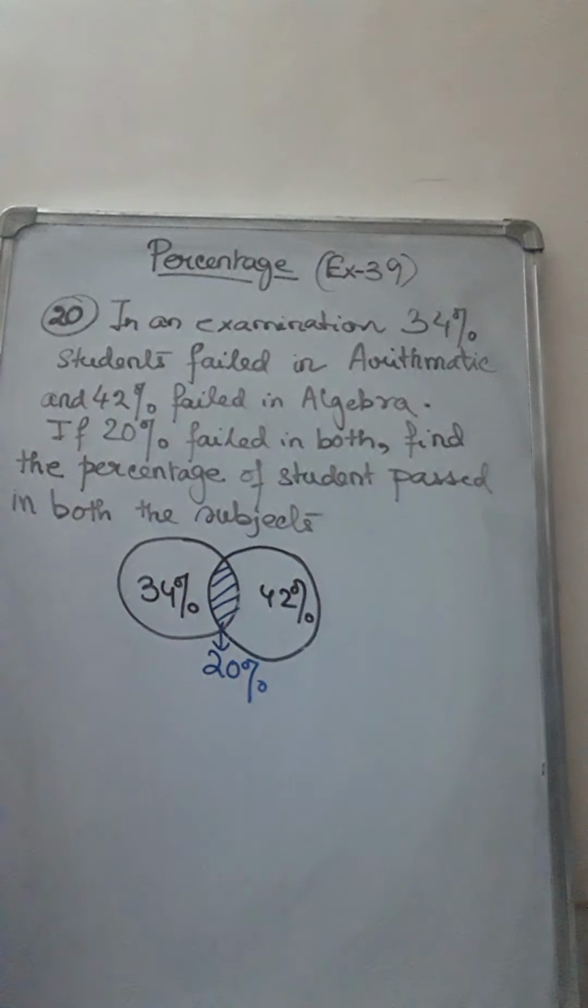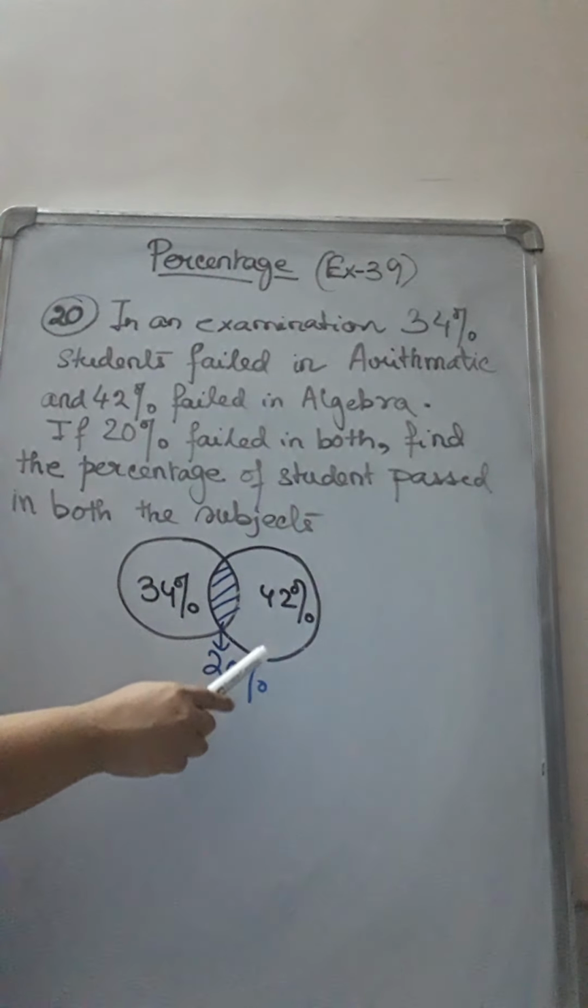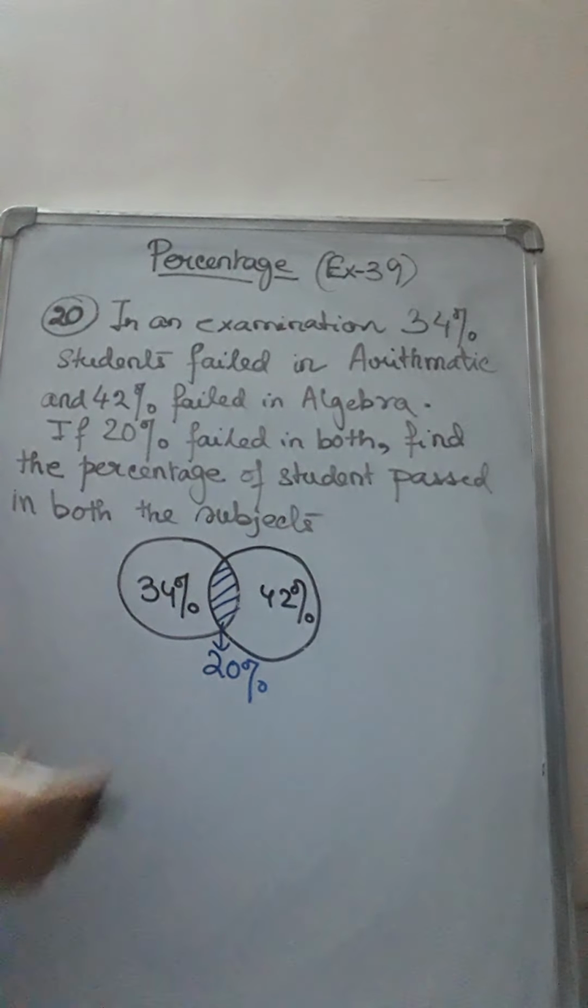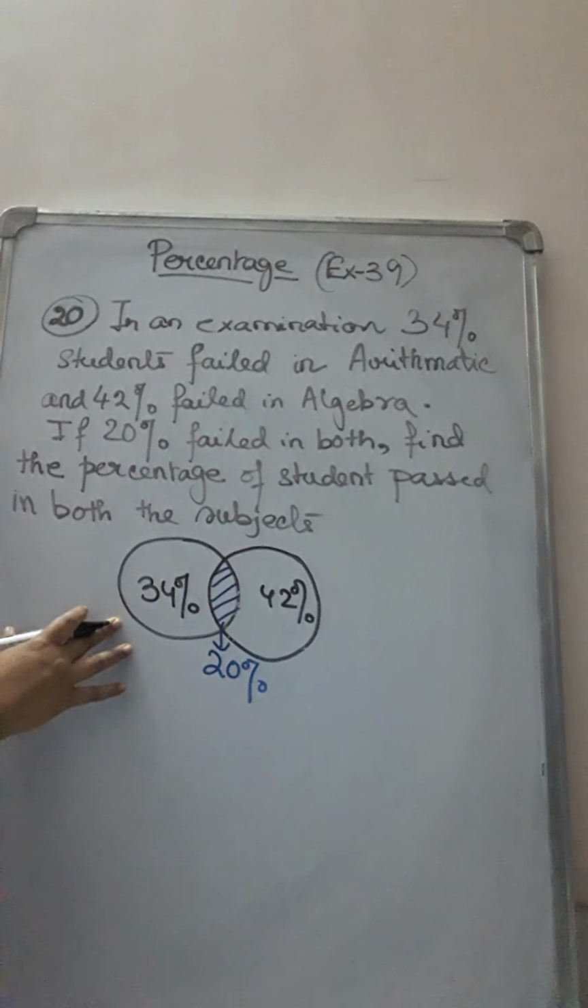Now we have a completely different picture given. It is given what percentage of students have failed in arith, what percentage have failed in algebra. And some of the students, that is 20% of the student, have failed in both the subject. So how will we find out? Our first thing will be to find out how many students have failed only in arithmetic.